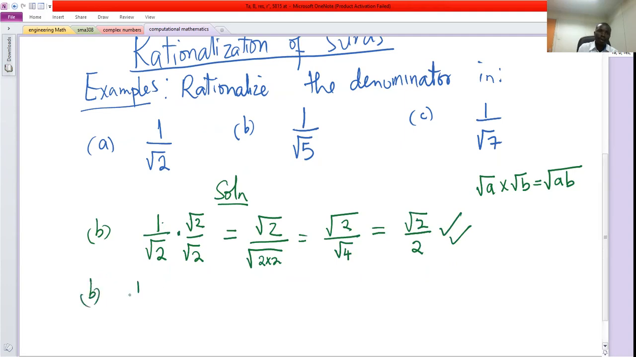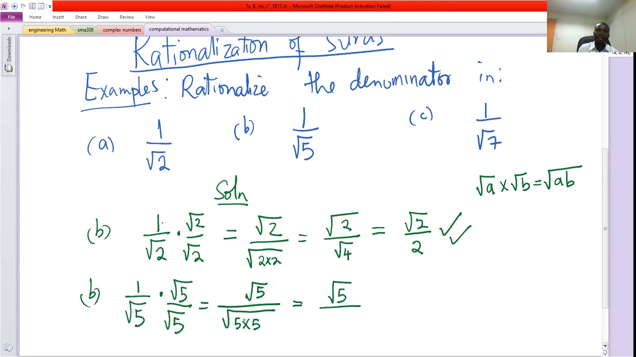B, 1 over root 5. You multiply by root 5 in the numerator and also in the denominator. So this will be 1 times root 5 is root 5. And then you write the square root sign, 5 times 5, which is 25. Again, we are interested in only the positive square root, so the square root of 25 is 5. So this will be the solution.